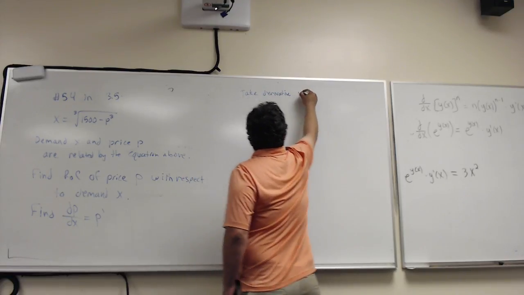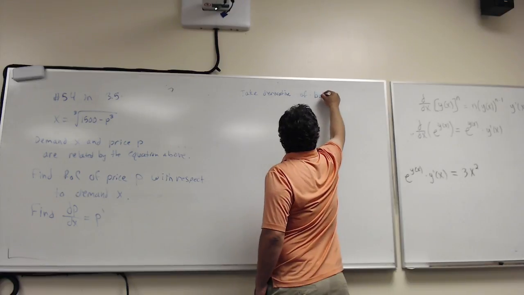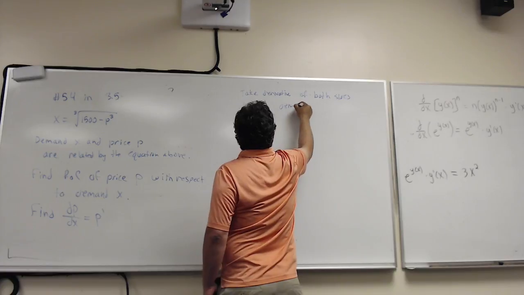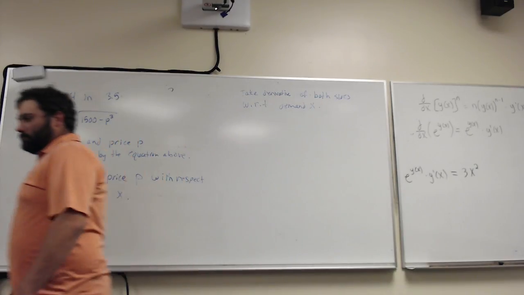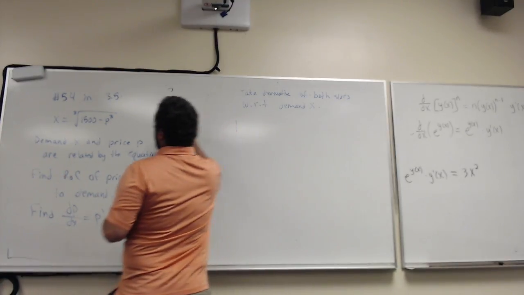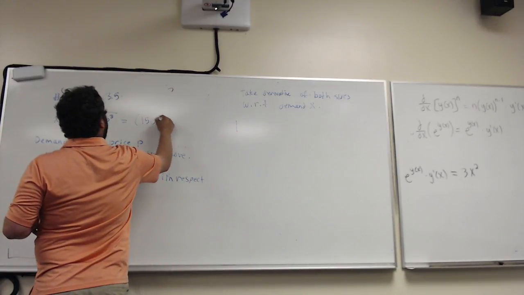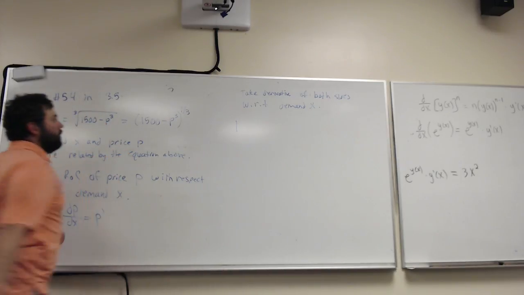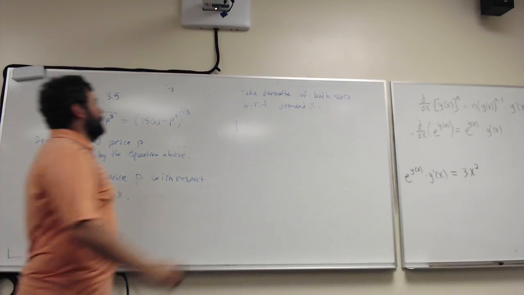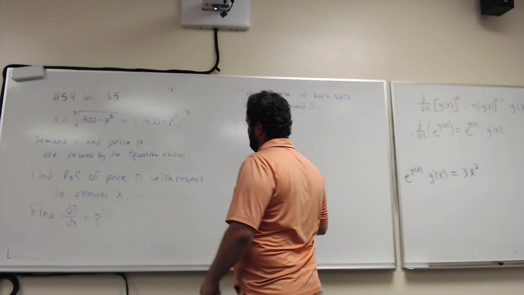take the derivative of both sides with respect to demand x. So first of all, if I'm taking the derivative with respect to x, the derivative of the left-hand side is just 1. And let me rewrite the right-hand side because, like I said, radicals are almost useless. So that's the same as 1500 minus p cubed to the 1/3 power. So the derivative of the left is 1.